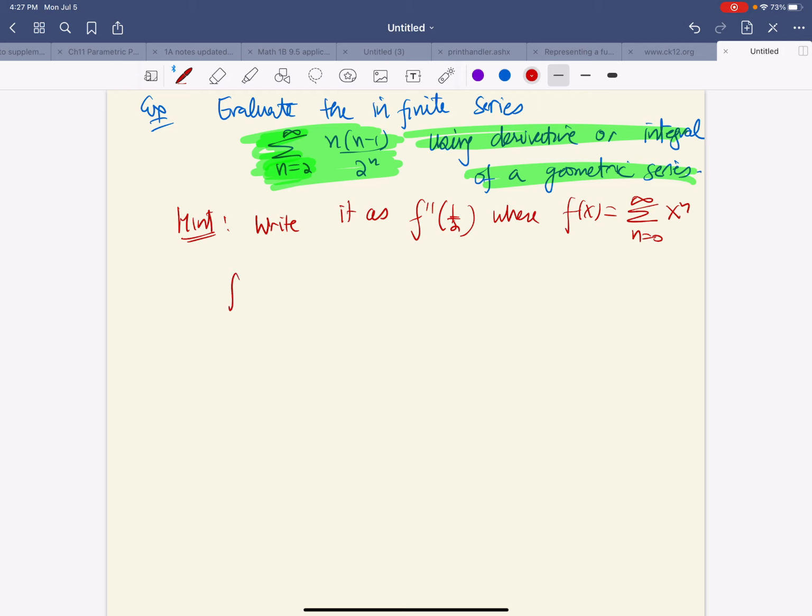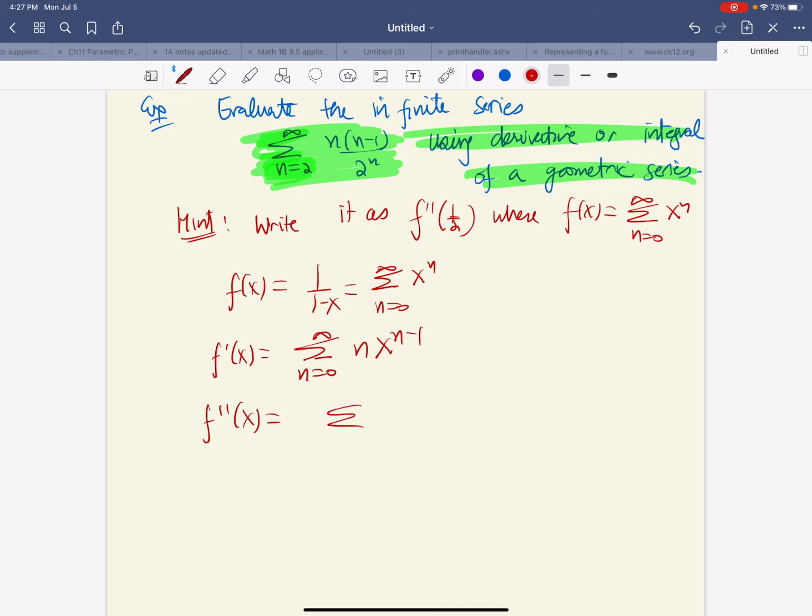f of x is equal to 1 over 1 minus x, which is the summation of x to the power n from n equals 0 to infinity. What is f prime of x? That would be the summation from n equals 1 to infinity of n x to the n minus 1. f double prime of x is the summation, and when we do the derivative, this becomes n equals 2 to infinity of n times n minus 1 times x to the power n minus 2.